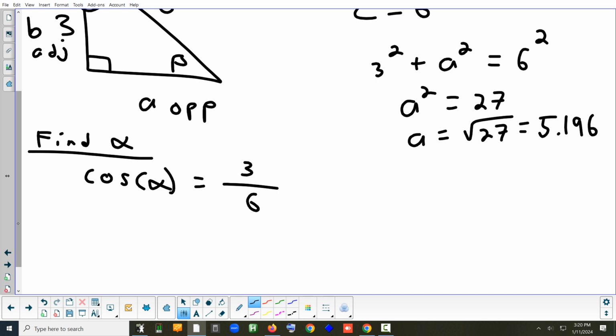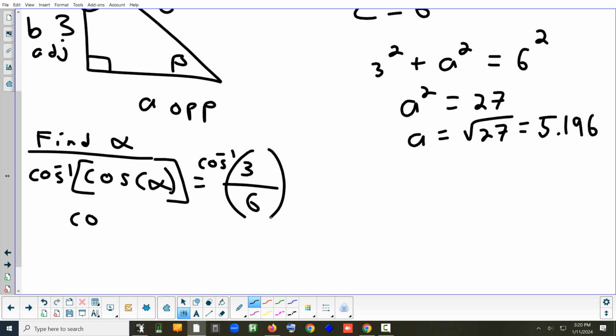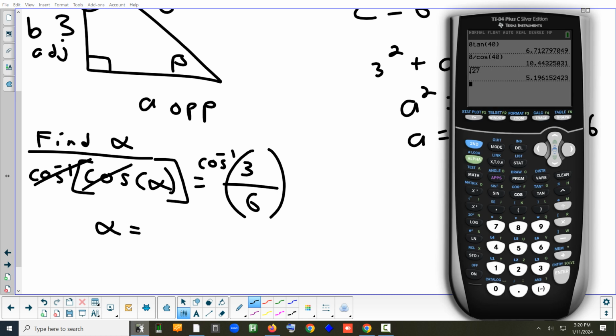And now how do we get alpha by itself? You would do the inverse cosine. Yep, we do the inverse cosine of everything on the left, and take the inverse cosine of what's on the right. That cancels. And now we have alpha equals the inverse cosine of 1/2. So inverse cosine of 0.5, and we get a very nice answer, 60 degrees.